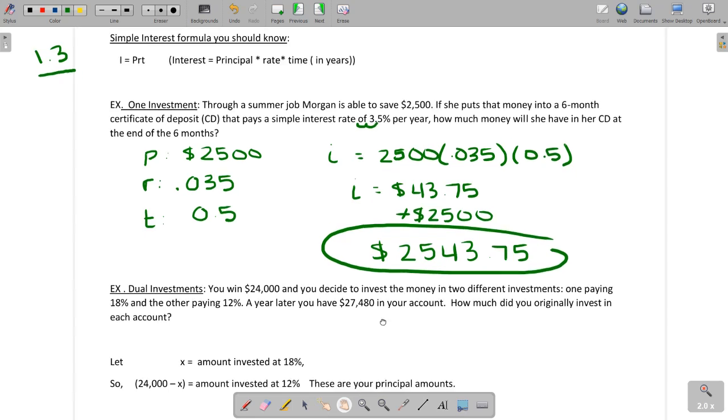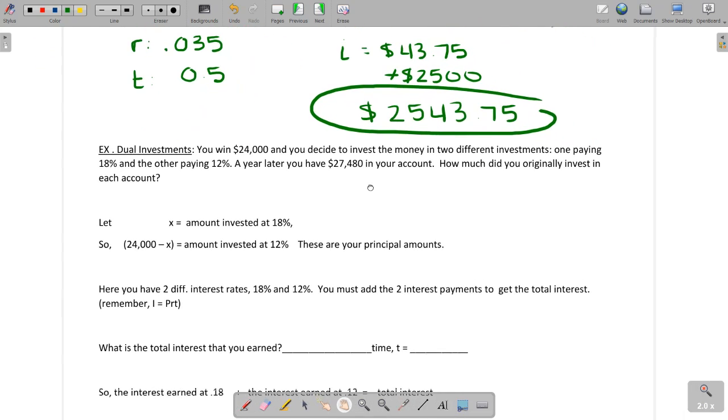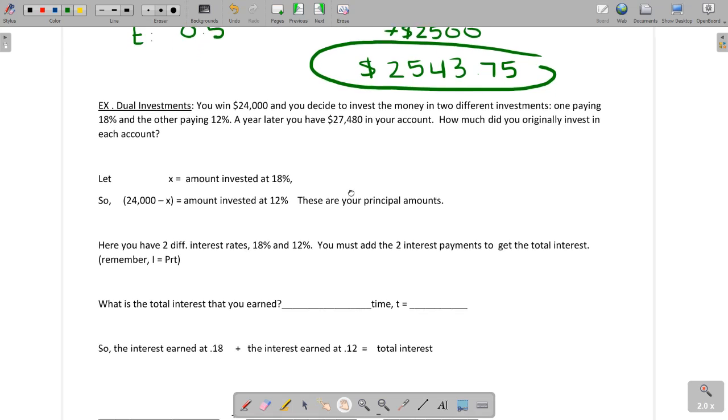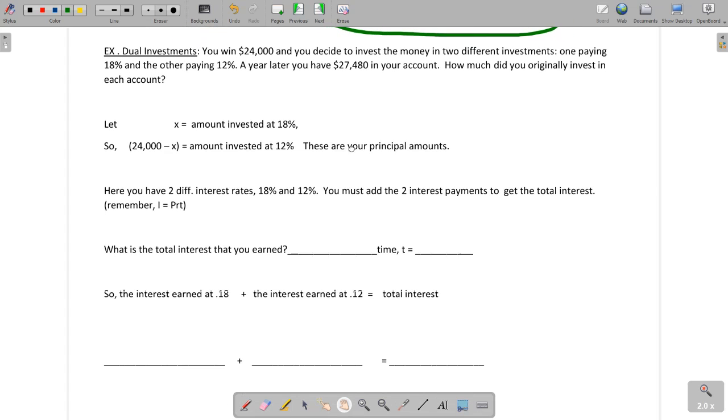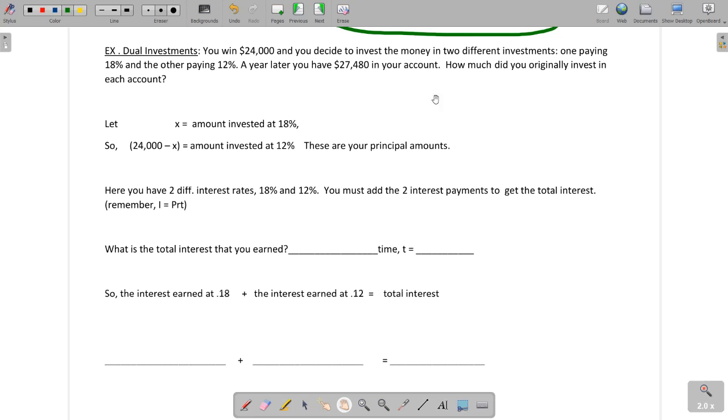Okay, so the next one is a little bit more complicated because we have 2 different accounts here. We have $24,000 and we decide to invest the money in 2 different investments, one paying 18%, the other paying 12%. And then 1 year later, we have $27,480 in our account. How much did we originally invest? Okay, so X is going to be the amount that we invest at 18%. And then whatever's left, that's going to be the amount invested at 12%. We have 2 different rates, 18% and 12%.